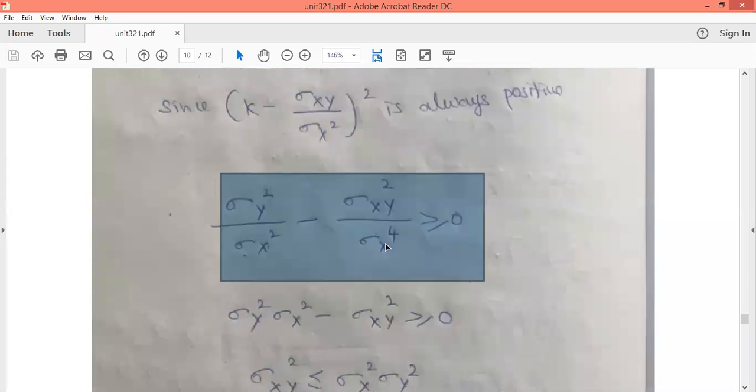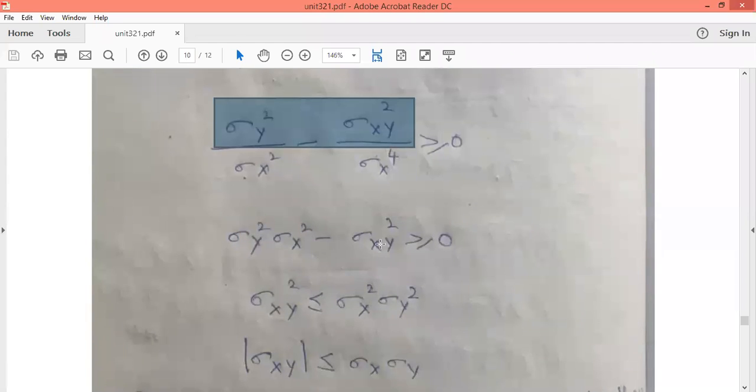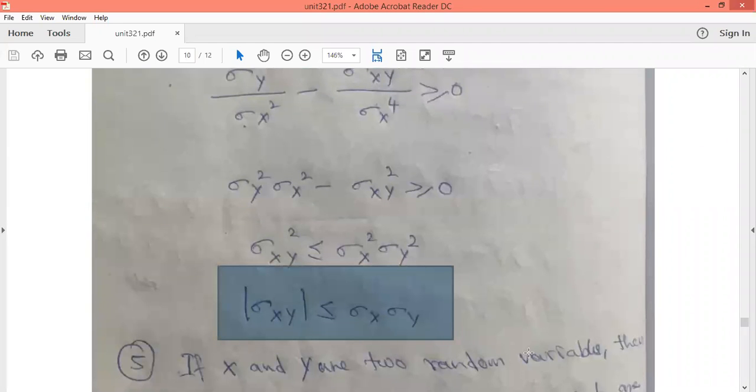Now take the LCM, we get sigma x power 4. So sigma x square is multiplied in the numerator of sigma y square: sigma y square into sigma x square minus sigma xy square is greater than or equal to 0. We send sigma x power 4 to the other side; it cannot be equal to 0. So this can be written as sigma xy square is less than or equal to sigma x square sigma y square. If you take the square root, mod sigma xy is always less than or equal to sigma x sigma y. So this inequality is true for any two random variables.